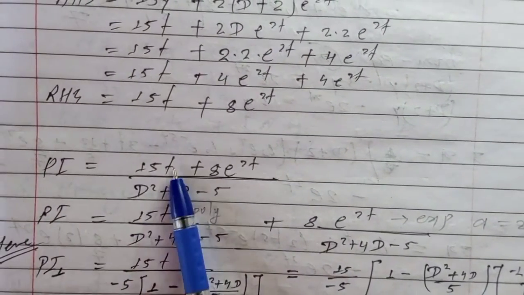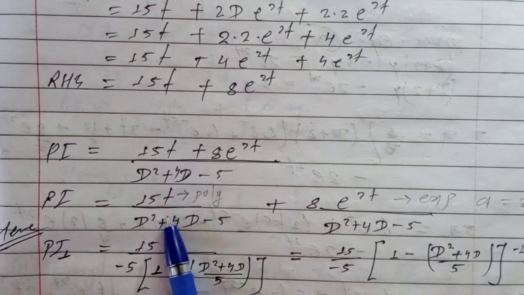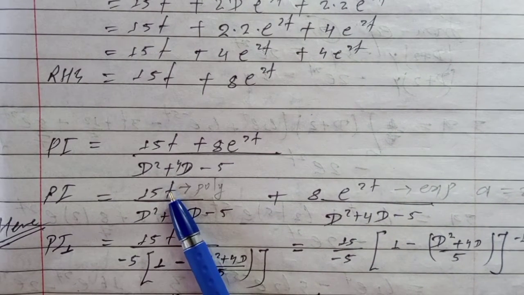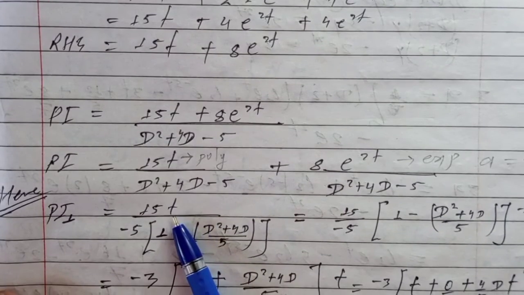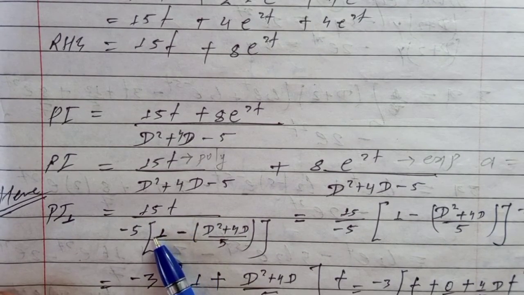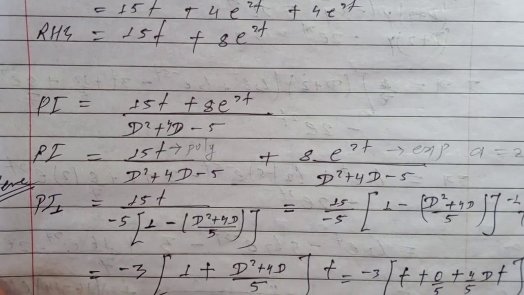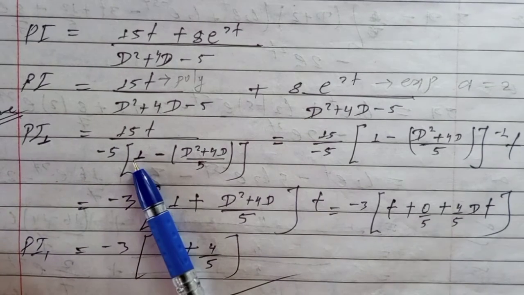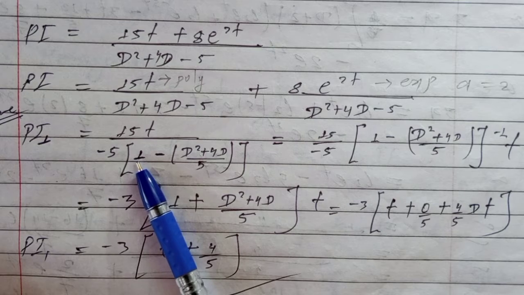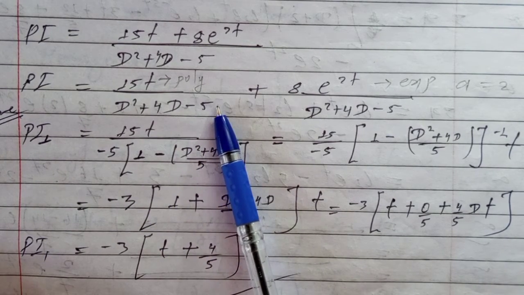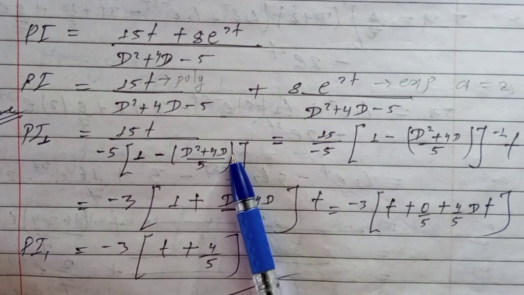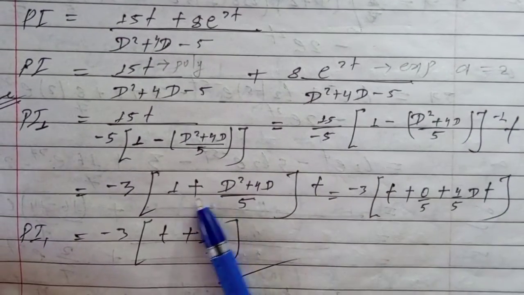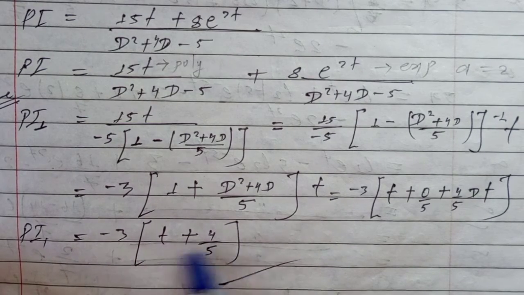So we can separate the numerator into two terms. Means for the 15t it becomes one expression, for the 8 e to the power 2t it becomes another expression. Now this is a polynomial, in algebraic form, so we're going to solve with the help of the binomial expansion. We know how to solve, and after solving we got the term up to here, PI1. We took common the lowest degree of D, which was D to the power 0. Here we took common minus 5, so we got this value. Here power 1 goes to the top, then it becomes minus 1, and we apply our binomial formula. So we got PI1 equal to this much.